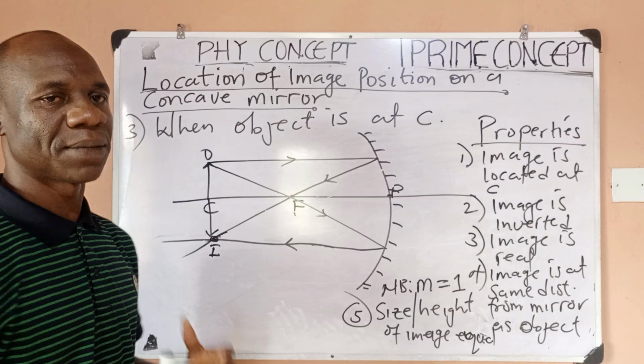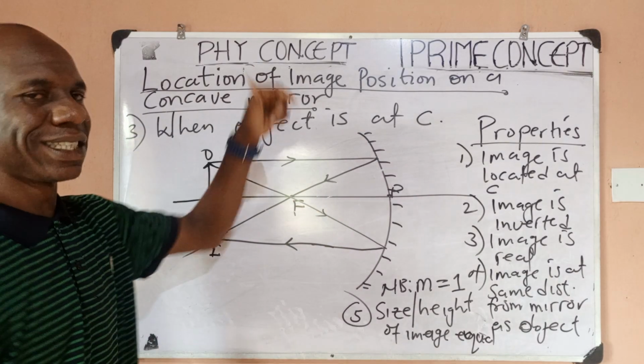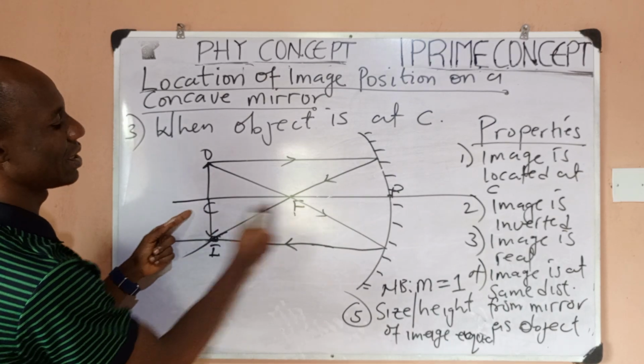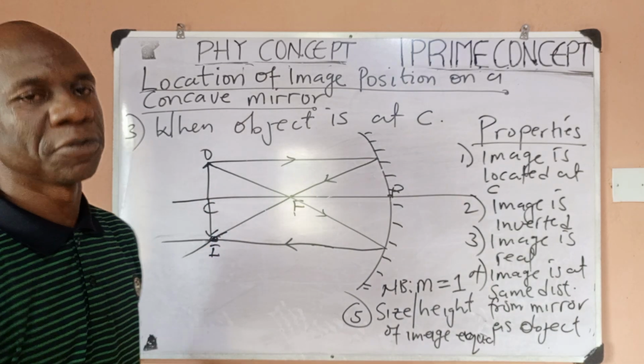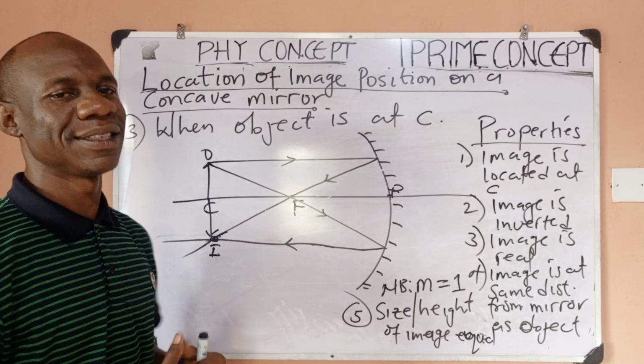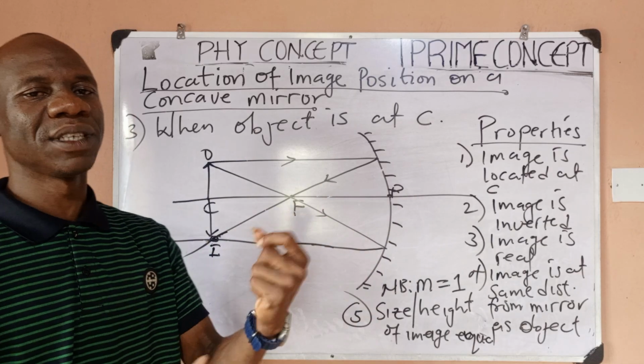I believe this concept is very clear. In the next video, I will look at when the object is placed in front of C. That is to say, when your object is between C and F, where will the image be formed? And in the next video, I will give you the secret behind these things, and tell you how the object moves and how the images also move.